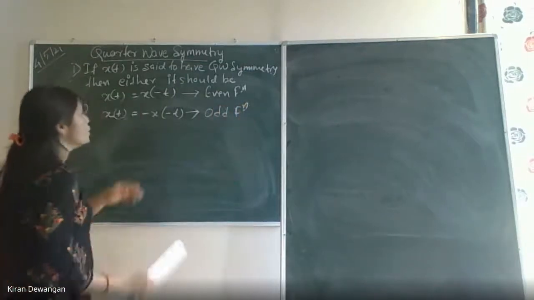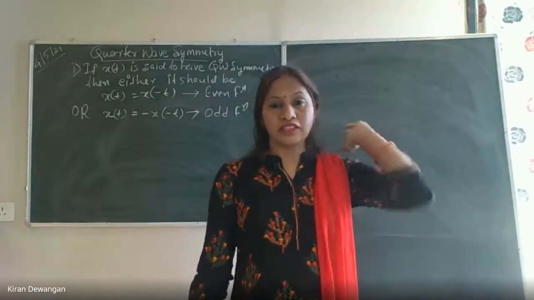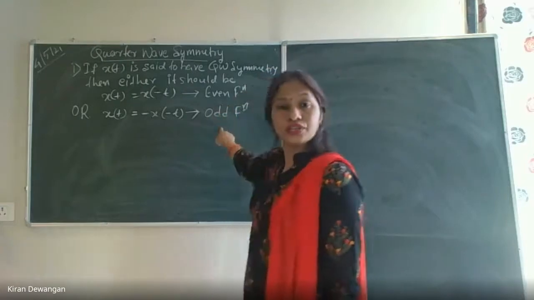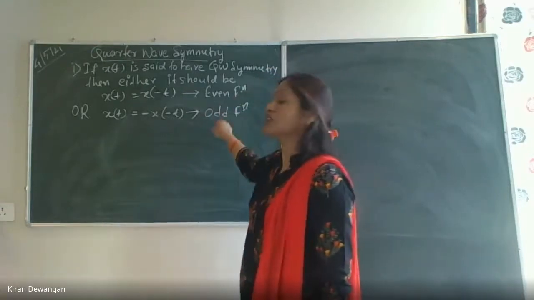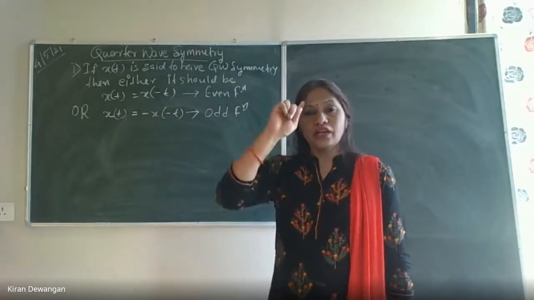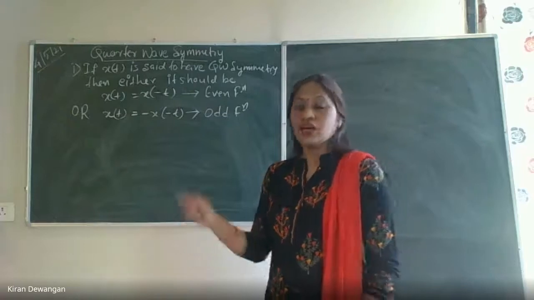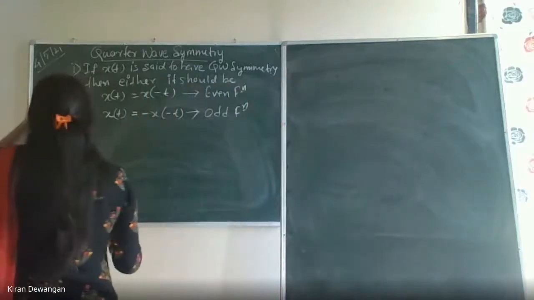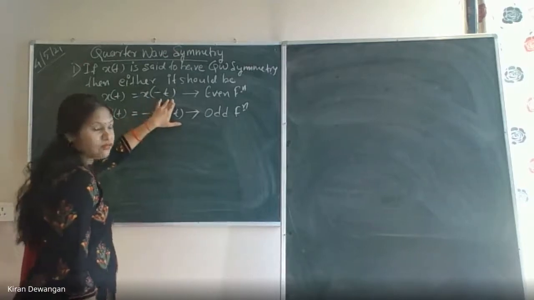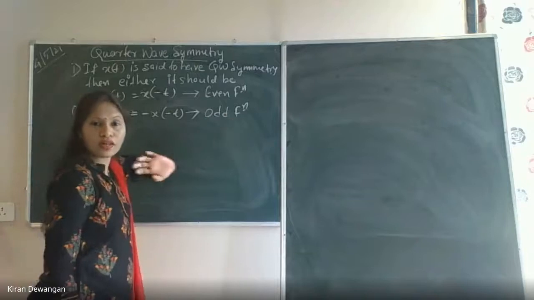ठीक है? So if it is satisfying the quarter wave symmetry, अगर quarter wave symmetry satisfy कर रहा है, then it should either satisfy the even function or it should either satisfy the odd function. दोनों में से किसी एक को satisfy करना it's compulsory. ठीक है? तो it should satisfy either the even function or the odd function. दोनों में से कोई एक को satisfy करेगा. ठीक है? If x of t is equal to x of minus t, it is an even function condition. x of t is minus of x of minus t is an odd function condition.